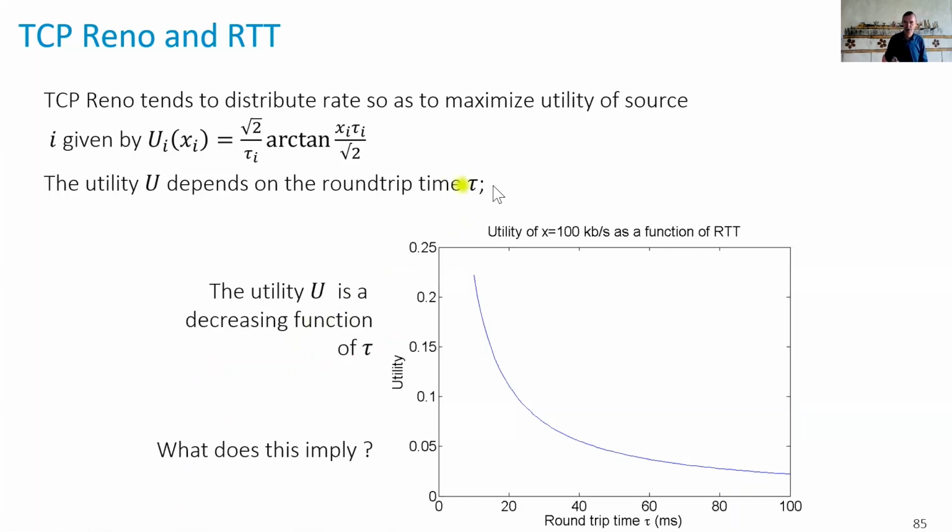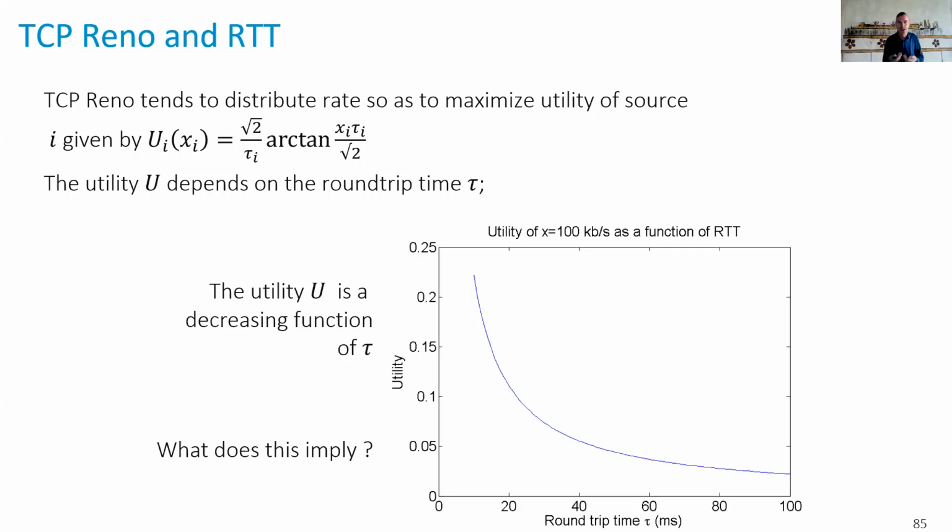Well, the utility depends on the round trip time, and the question is, how does the utility depend on the round trip time? If two sources have different round trip times, they will have different utility functions. If the utility function of a source A is smaller than the utility of a source B for the same rate, that means that the network will try, in its allocation, to give less to source A because its utility is smaller. So if I want to maximize the total utility, I will give more rate to those that provide more utility.